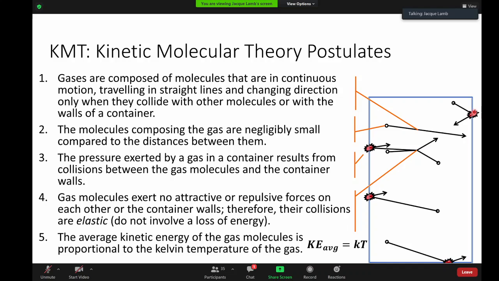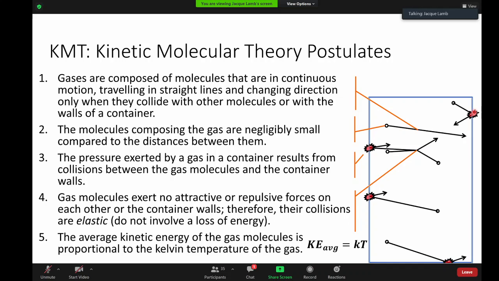The fourth postulate is that gas molecules do not interact with each other. They don't have any attractive or repulsive forces acting on each other or on the walls of the container, so that their collisions are perfectly elastic. That means if two molecules collide, they bump off of each other without any loss of energy. Now, if their energy is measured in kinetic energy, they may transfer energy from one molecule to another, but they don't lose any energy. So they're perfectly elastic collisions.